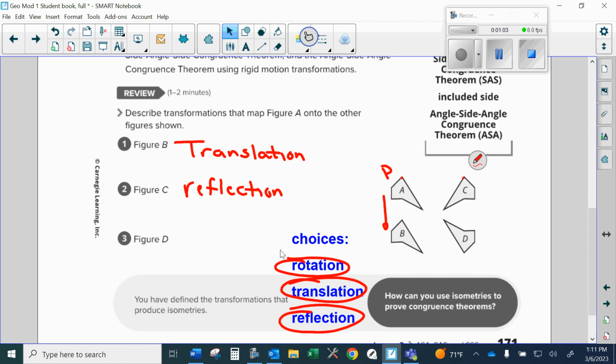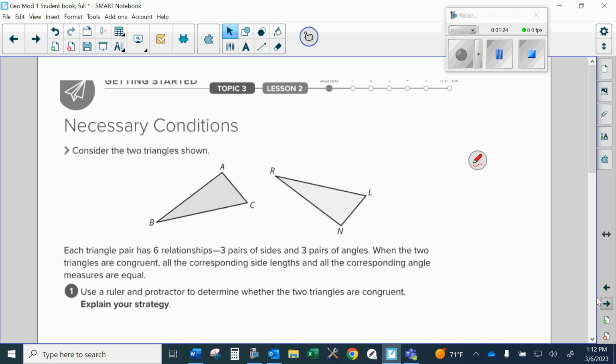And lastly, from A to D is a rotation. Now, you can see that this, for example, right here, rotated all the way around. So now it's facing down right there. Okay. All right, go on now.